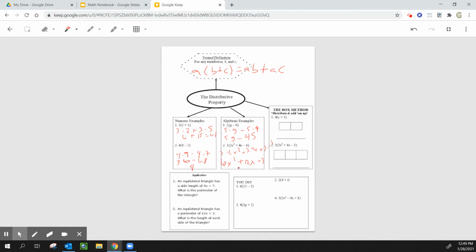If this doesn't make sense to you and you're a more visual person, this box method might help you here. So the idea is that you make as many boxes as there are things in the parentheses. You put the number outside on one side and you put the things inside on the other. And so it helps you see what to multiply, right?